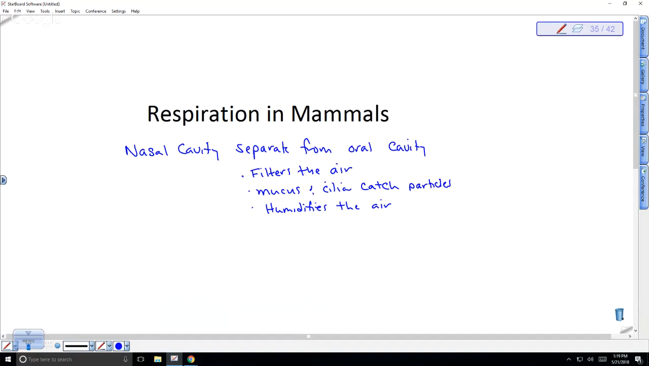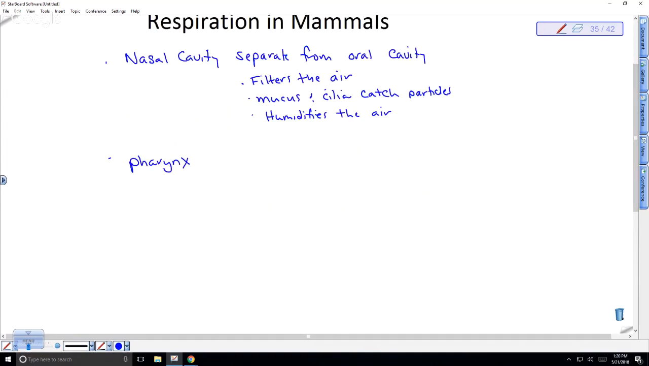So then from the nasal cavity, it goes to the pharynx. And remember that the pharynx is the common opening, so it is before it branches into the esophagus and into the trachea. Okay. So from the pharynx, it goes into the trachea. Spelled right, trachea.